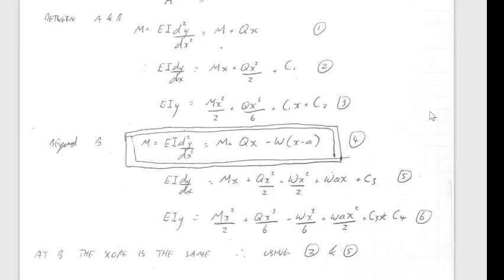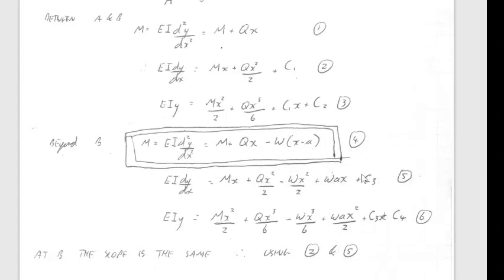If we were to integrate that with respect to x, which is what we were doing last time, we're going to have EI dy by dx, our slope, equals mx plus qx squared over 2. And then let's take these terms here. We're going to take those brackets, we're going to expand them, and then we're going to integrate each term with respect to x. So this first term would be minus wx. We integrate that with respect to x, so that becomes minus wx squared over 2. This next term would be minus w times minus a, so that's plus wa, so that becomes wax.